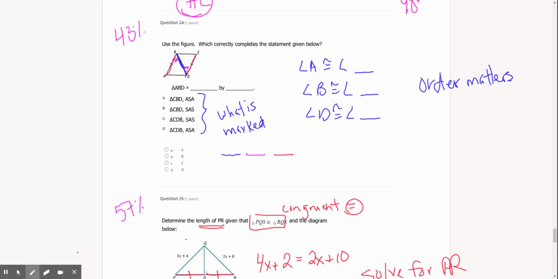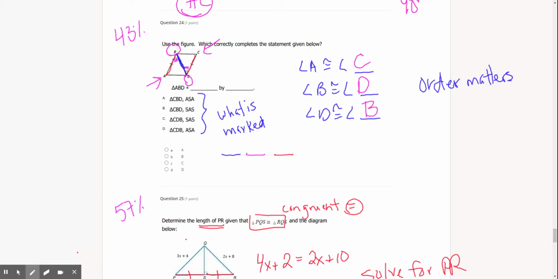What would we write here? This one confused me a lot. Okay, so let's start with the key. What does A go with? I agree. What does B go with? D. And then D must go with B.